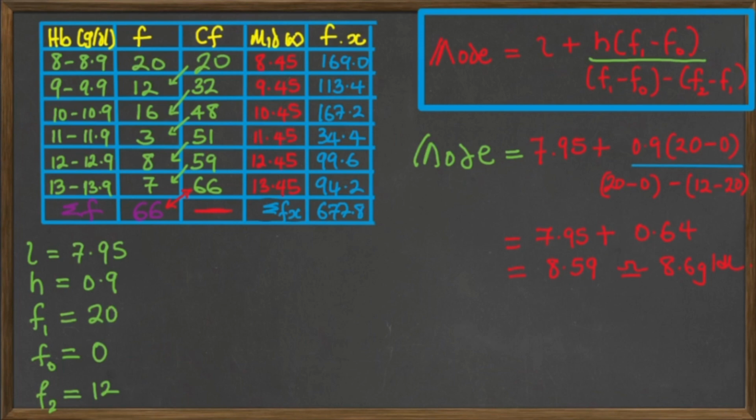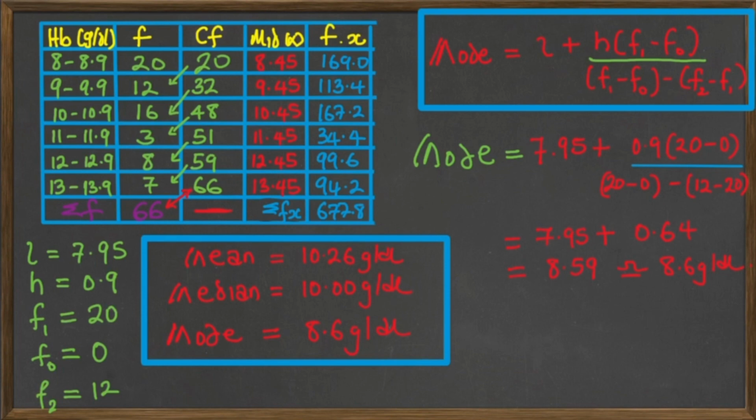So this is really interesting. Okay, so we have our mean as 10.26, we have our median as 10.00, and now we have our mode as 8.6. This is awesome. All right, our mean hemoglobin concentration for the 66 individuals was 10.26 grams per dL. The median was 10.00 grams per dL, and the mode was 8.6 grams per dL. Well, I would like to close by asking a very simple question. Which is the best measure of center for representation of this data?